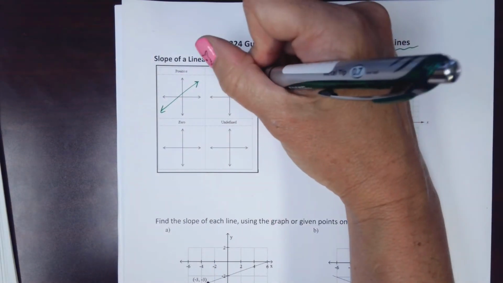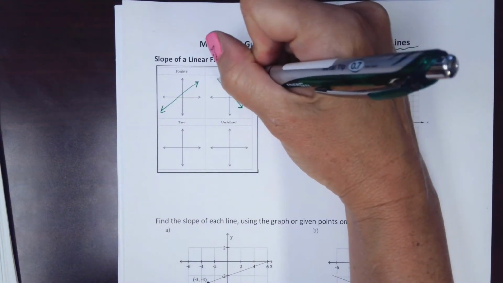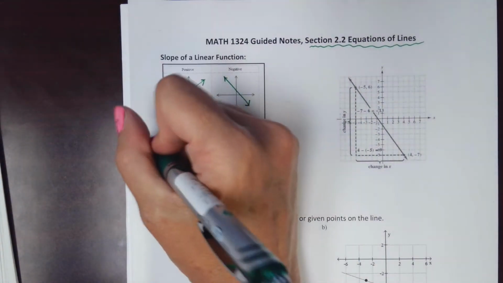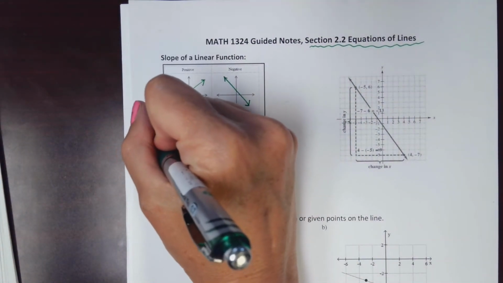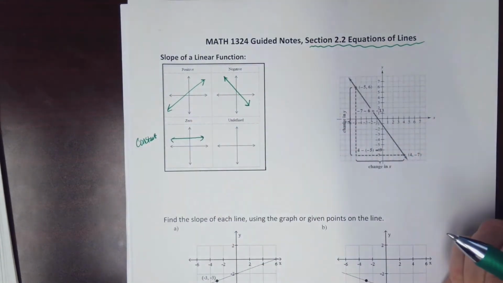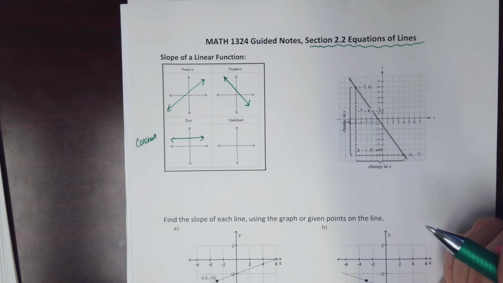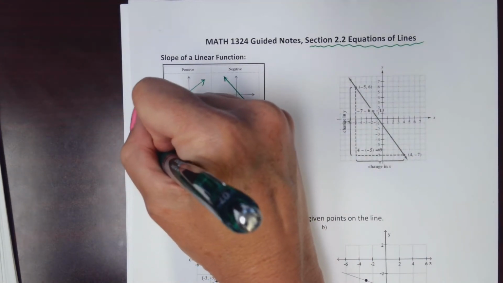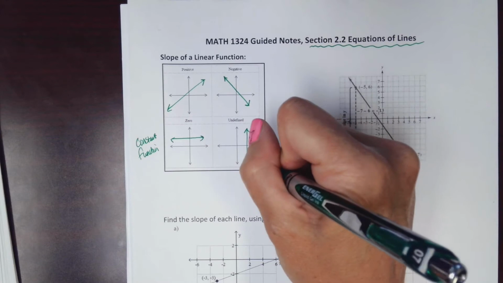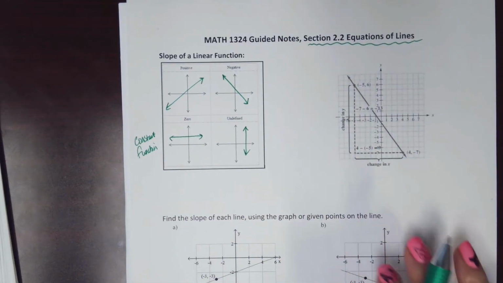Negative slope is a line that's going to move down as you move from left to right. Remember, zero slope is my constant function. It's going to be a flat, horizontal line. It has a zero slope. Undefined slope isn't a function. It just doesn't make any sense. We have a vertical line. Undefined slope. We can't give it a slope.